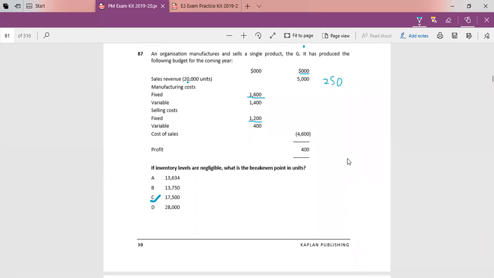Variable costs are two items, 1,400 and 400. So 1,800. So 1,800,000 divided by 20,000. So that should be 90, I think. Am I correct? 90?